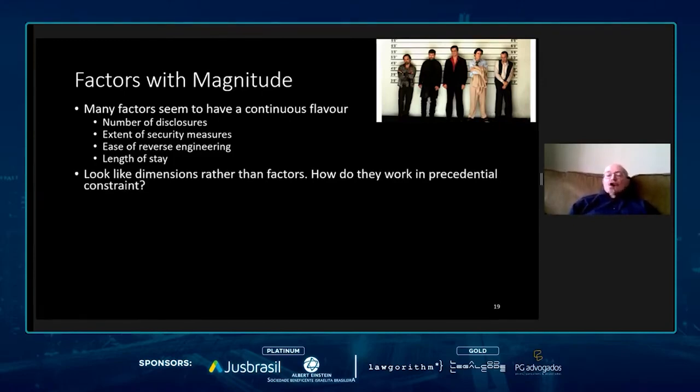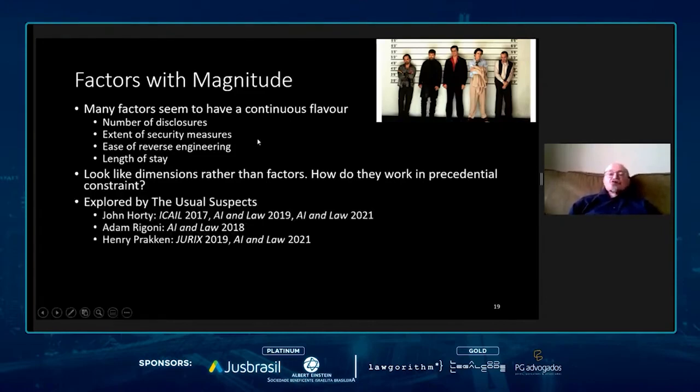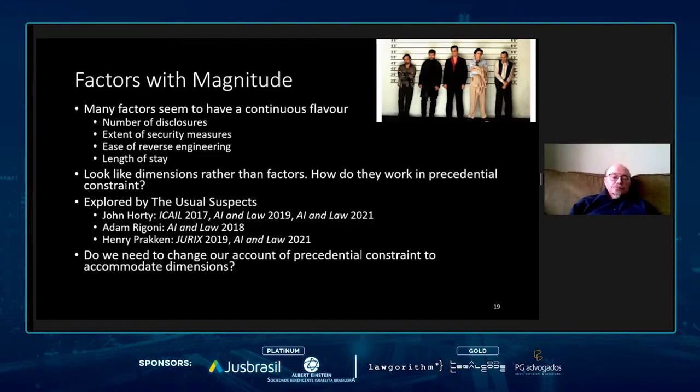So how do they work with precedential constraint? This has recently been explored by the usual suspects, John Horty, Adam Rigoni, Henry Prakken, and even by myself to some extent. The question is, do we need to change our account of precedential constraint to accommodate dimensions? And our answer is no. Precedential constraint uses factors, not dimensions.